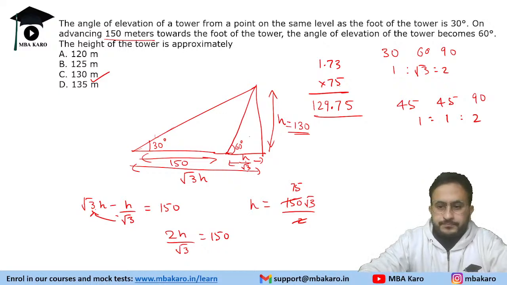These two ratios are enough to remember. Mostly that will be 30, 60, 90, or 45, 45, 90 triangles only.